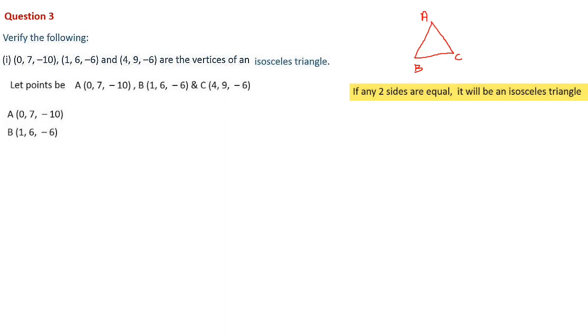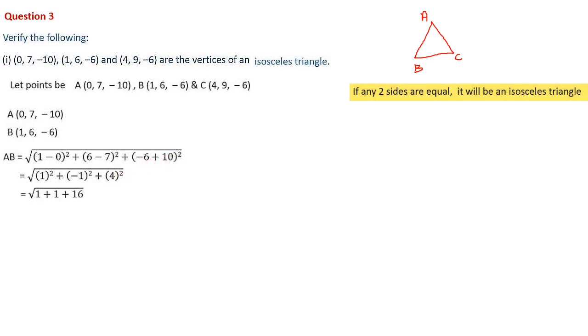For AB, we take the first 2 points, A and B. Using the distance formula, we can calculate the length of AB. x2 minus x1, that means 1 minus 0 the whole square, plus y2 minus y1, that is 6 minus 7 the whole square, plus z2 minus z1, that means minus 6 minus minus 10. Minus 6 minus minus is plus, so minus 6 plus 10 the whole square. That is 1 minus 0 is 1 square, plus 6 minus 7 is minus 1 the whole square, plus minus 6 plus 10 is 4 square. That is 1 plus 1 plus 16, which is root 18.